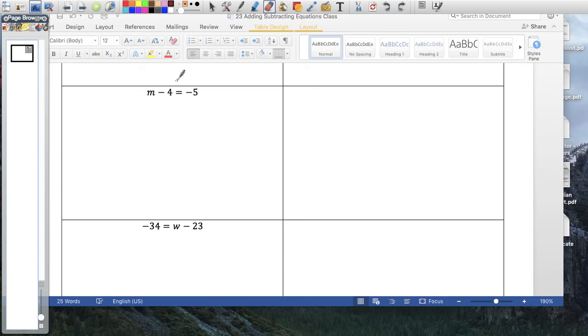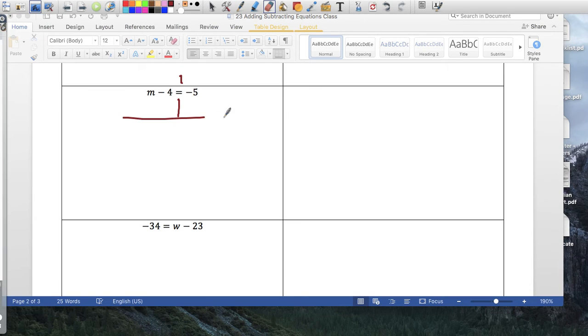Next one. These ones are the easier ones, right? With integers. So it's going to be plus 4, plus 4. These two cross out. I've got m left over. Negative 5 plus 4 is negative 1. So our answer is negative 1. So I write it like this.